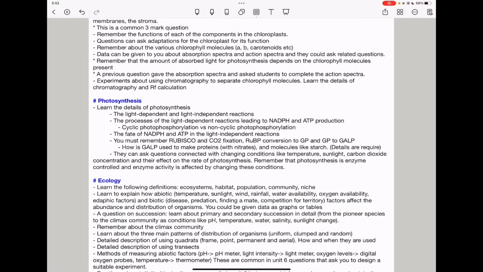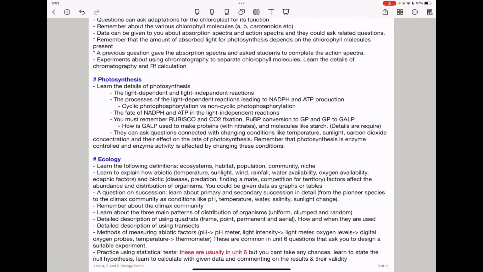Moving on to ecology, you need to learn the following definitions. You need to learn what an ecosystem is, a habitat, a population, a community, as well as a niche.